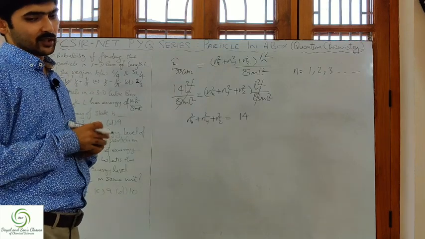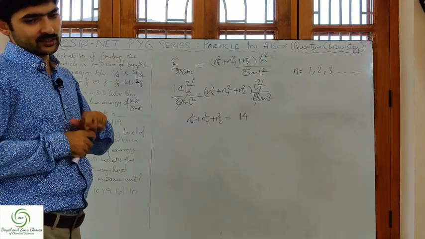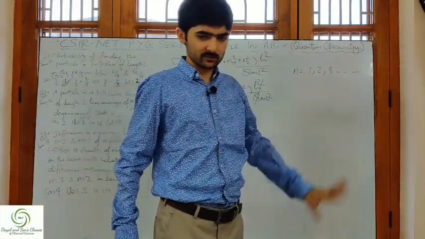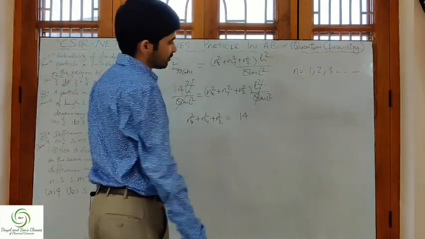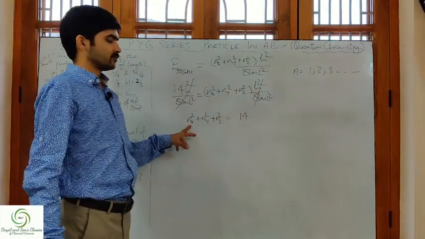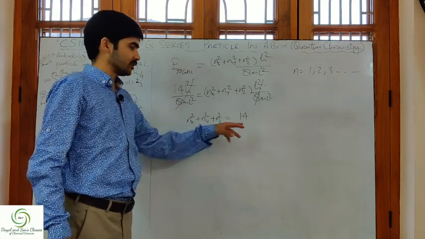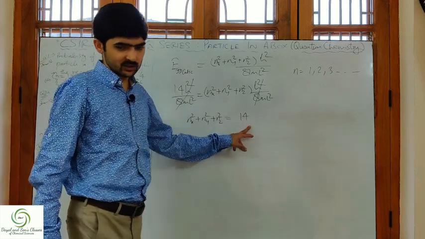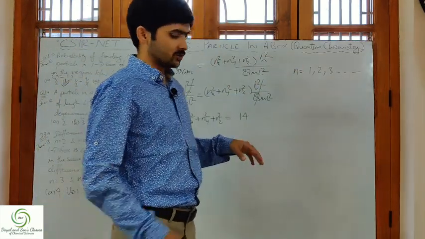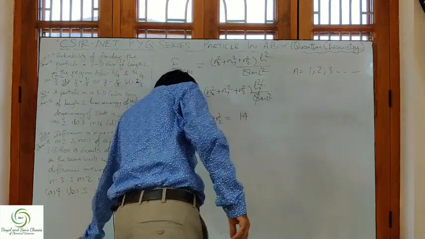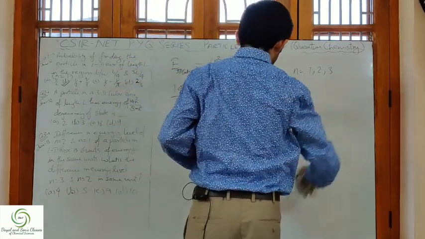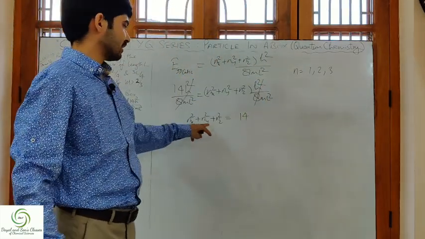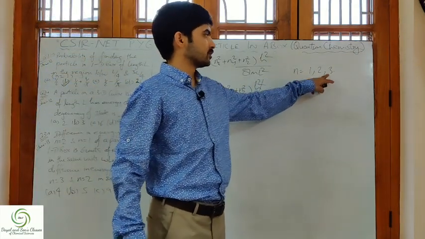What is n? n is the principal quantum number and values of n always vary from 1, 2, 3, 4 and so on. Now, if we put a value of 4, we are getting 16 for only a single term, greater than 14. So n value cannot be 4. So from here, we can say that nx, ny and nz can have any values between 1, 2 and 3.